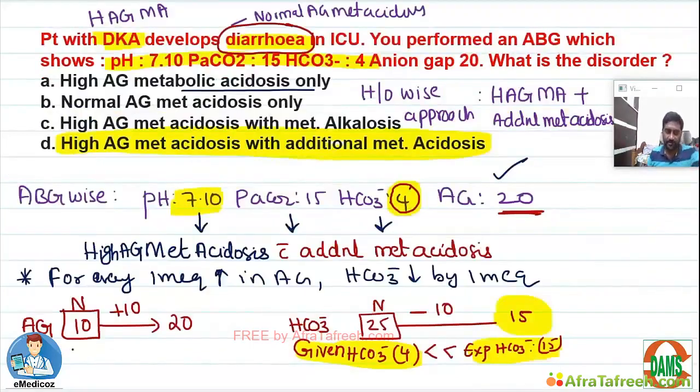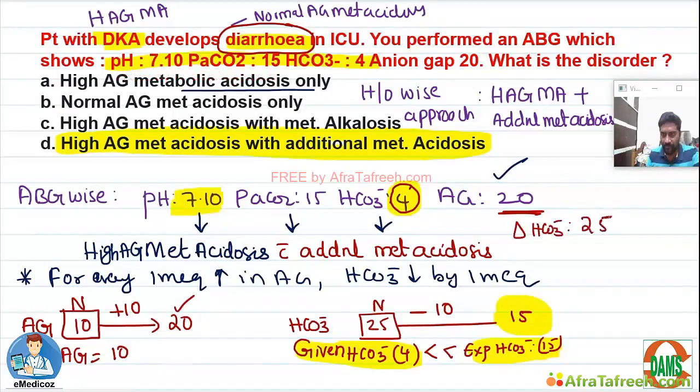Whereas in the next question, if you see here, the delta anion gap, now this is 20 and 10, so the change in anion gap is only 10. Delta anion gap here is 10. Whereas if they ask you to calculate delta bicarbonate, how much is the normal bicarbonate? 25. How much is the given bicarbonate? 4. 25 minus 4, so delta bicarbonate is 21.